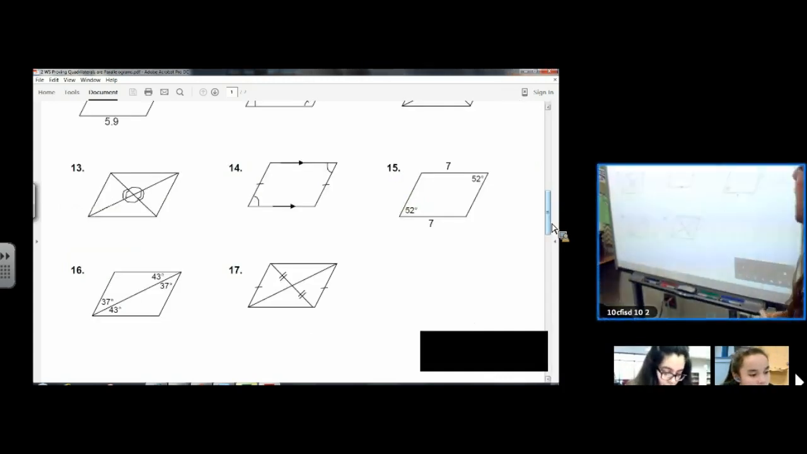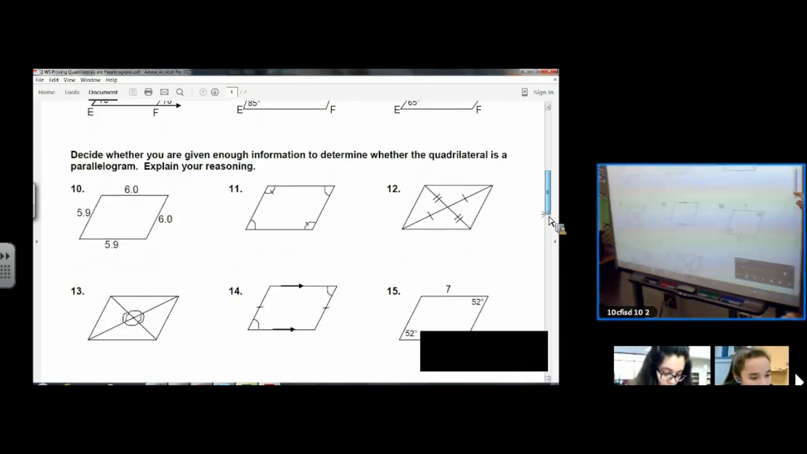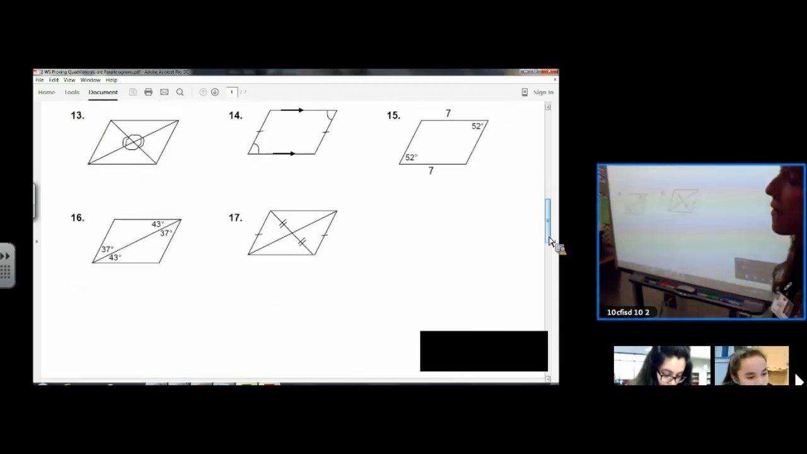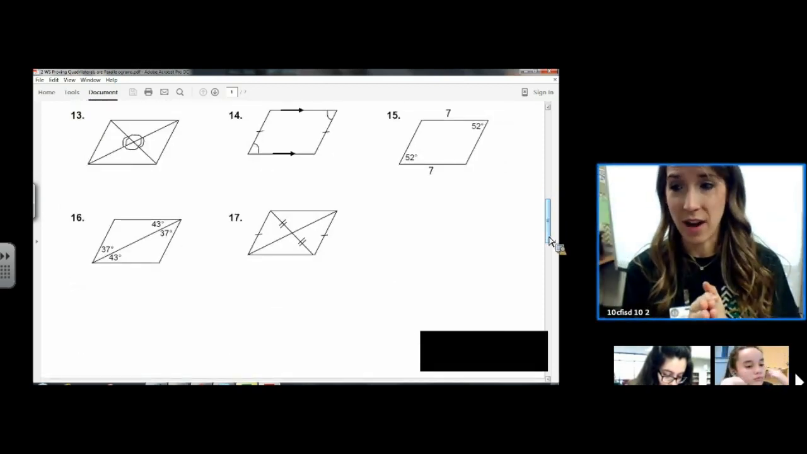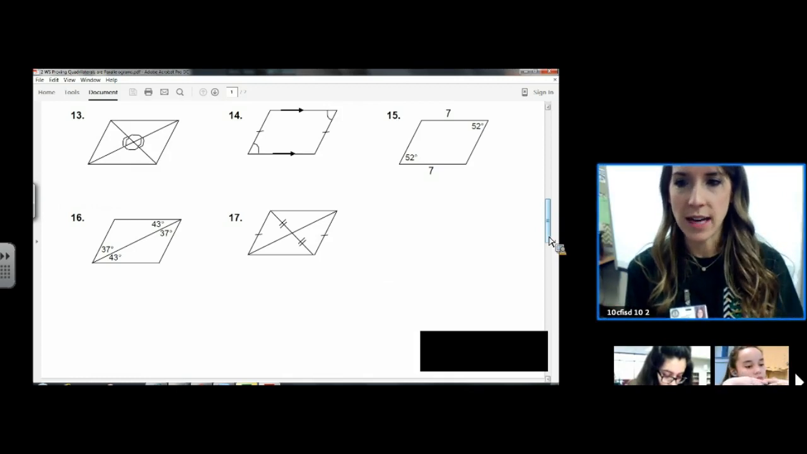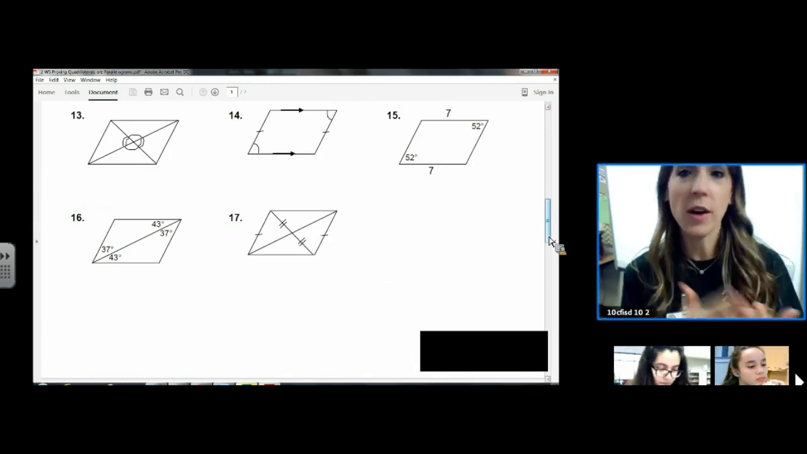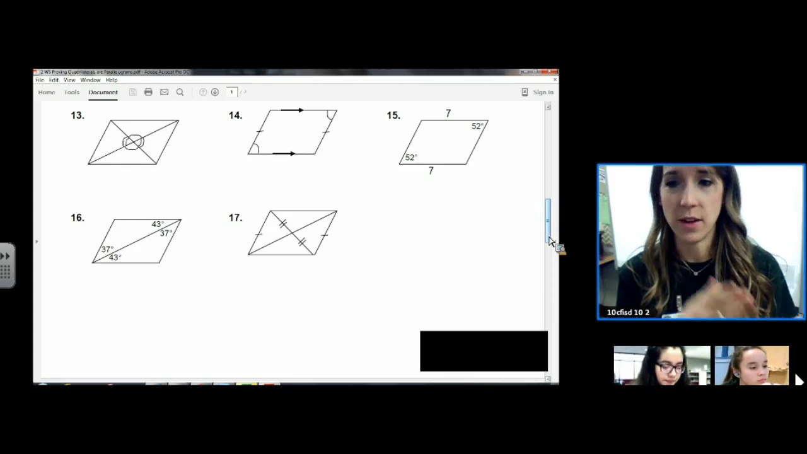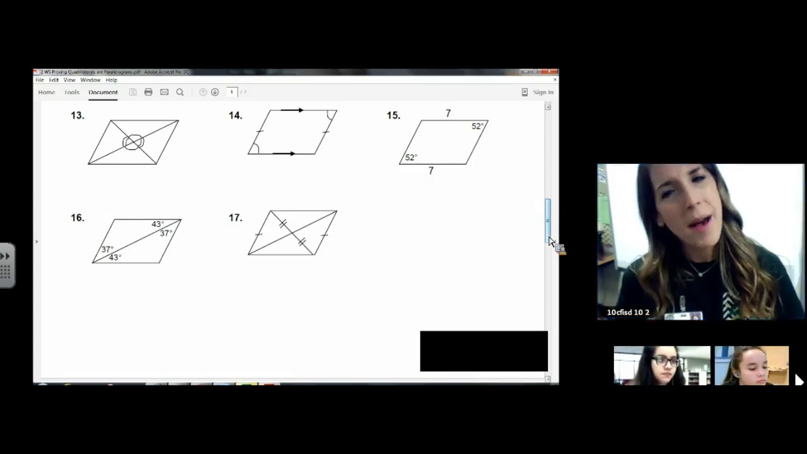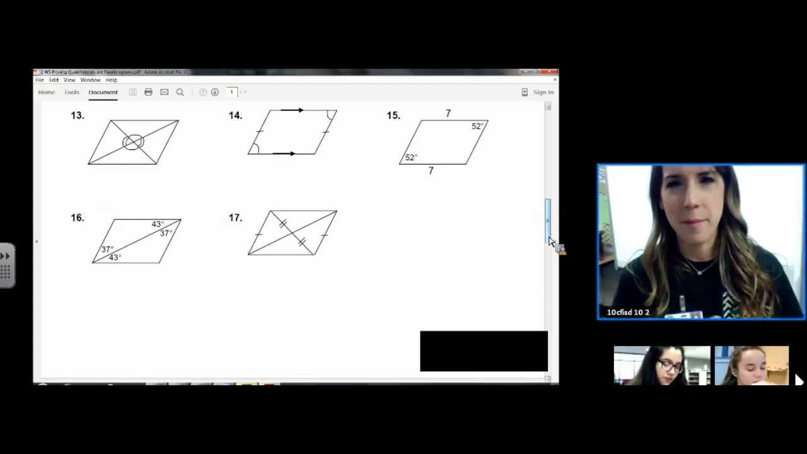Number 13. Now you have to keep in mind what the question is here. Decide if you have enough information to determine it's a parallelogram. Not decide are those markings correct, because I agree. At number 13, vertical angles are congruent. That's awesome. They're always congruent. That is true. But do vertical angles make a parallelogram?